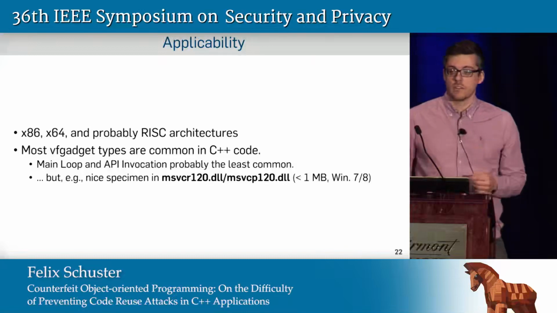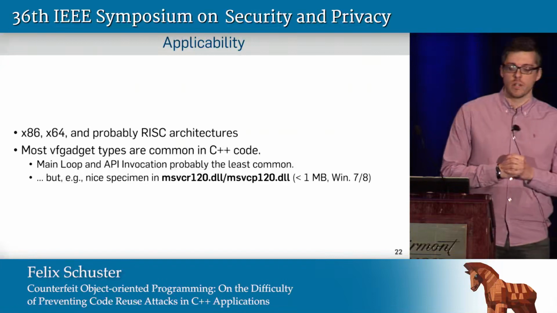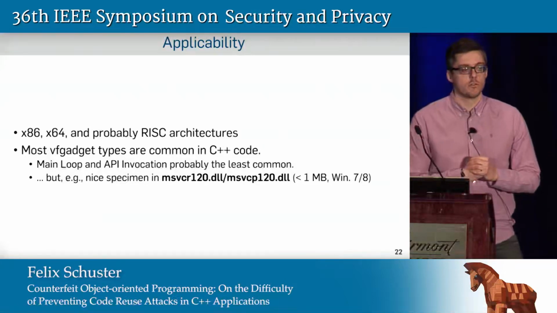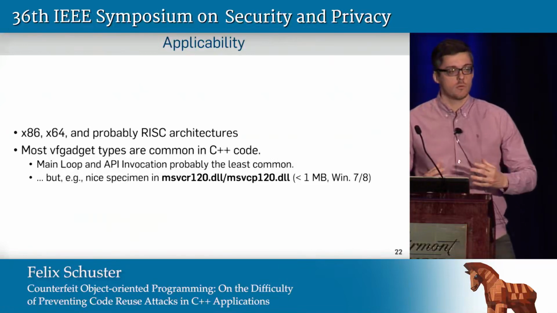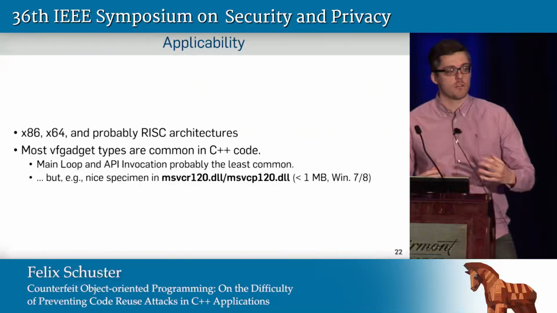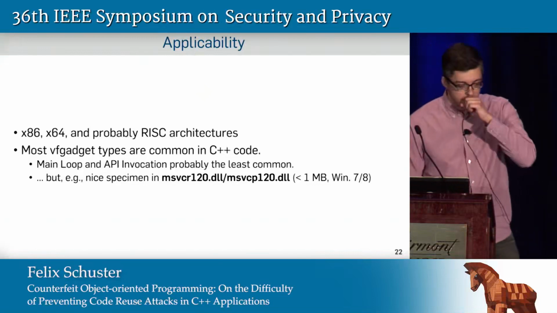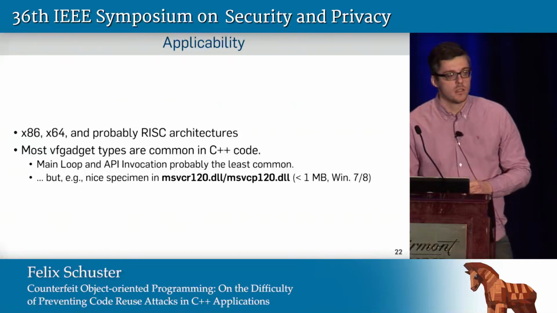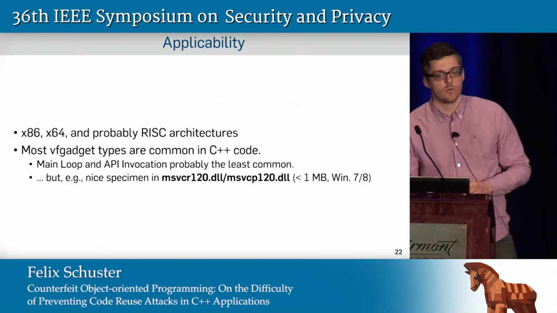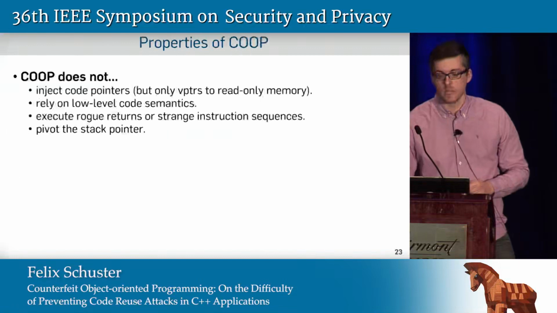Of course, the question is how many useful virtual functions are there usually? And we found that in reasonably sized programs, there are lots of virtual functions that you can reuse to build a cool COOP attack. As I said, the main loop is probably the most essential VF gadget that we have, and it's unfortunately also the rarest one. But we discovered that main loop VF gadgets are also relatively common. For example, we found useful specimens in standard libraries of Visual Studio, which are dynamically linked to very many applications on Windows. So you're likely to find all the gadgets you need in most processes on Windows.